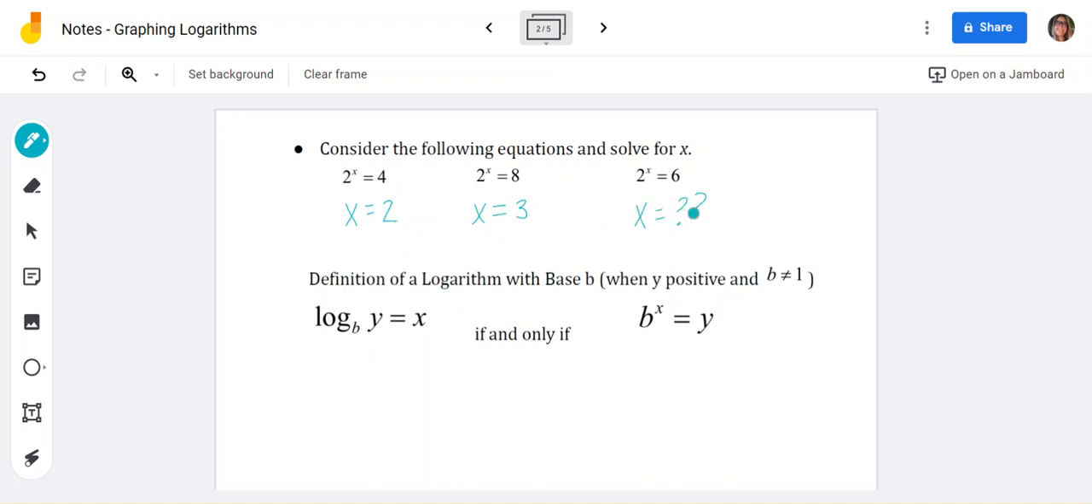And this is why we need logarithms. Logarithms would help us find that decimal that we can raise 2 to that power and get 6. So if we have log base b of y equals x, what that means is b to the x power would equal y.